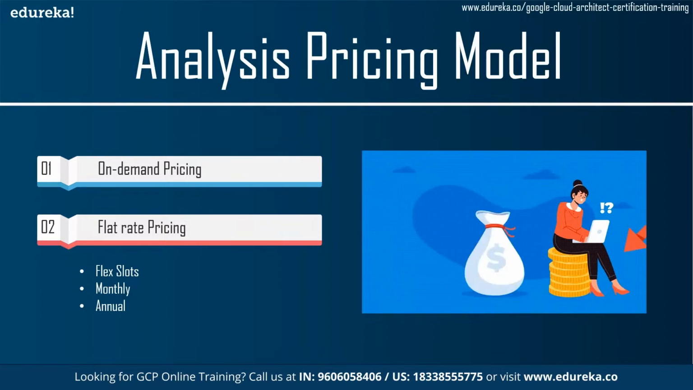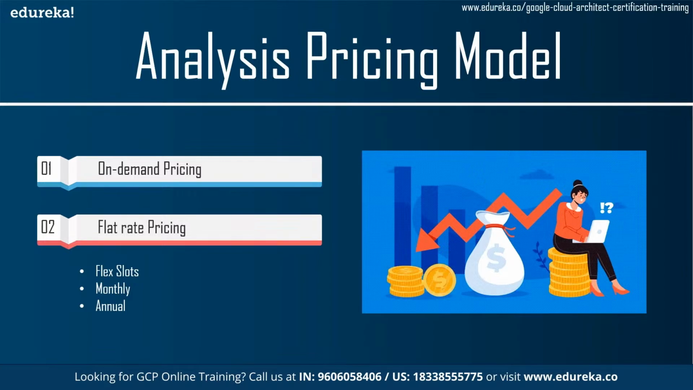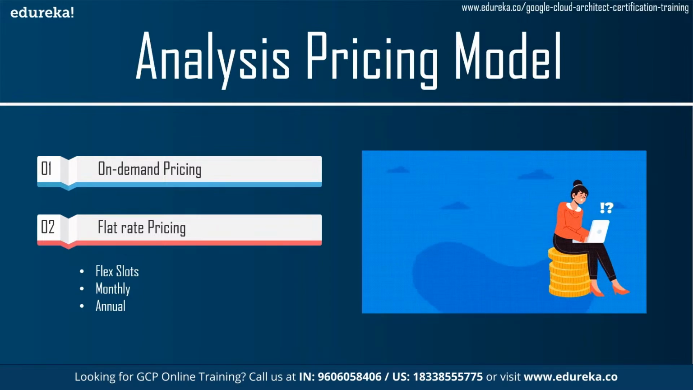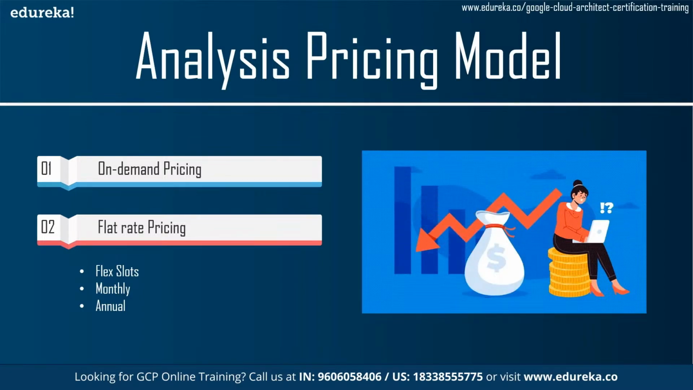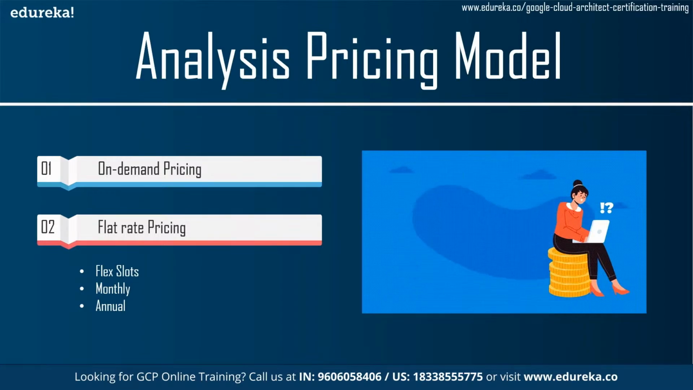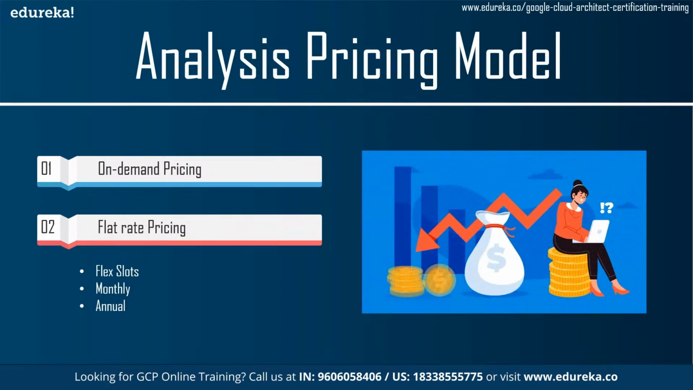Second is flat rate pricing. With this pricing model, you can purchase slots, which are virtual CPUs. When you buy slots, you are buying dedicated processing capacity that you can use to run queries. Slots are available in the following commitment plans. Flex slots: you commit to an initial 60 seconds. Second is the monthly plan, where you commit to an initial 30 days. Then there's an annual plan, where you commit to 365 days. With monthly and annual plans, you receive a lower price in exchange for a longer-term capacity commitment.